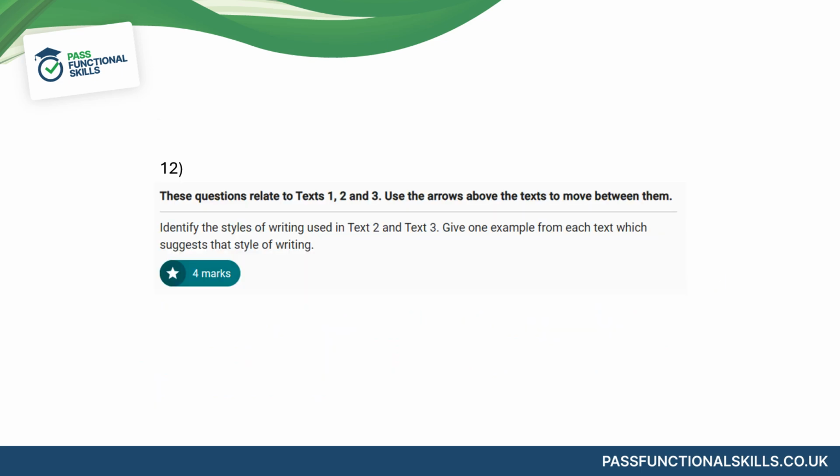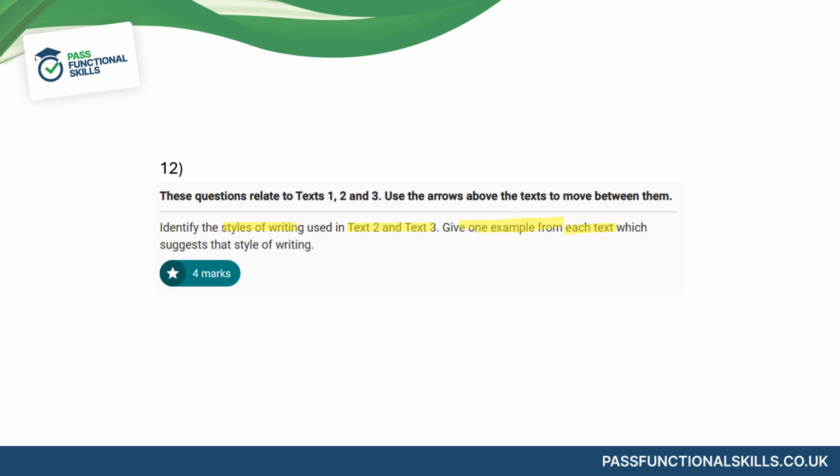Question 12. Identify the styles of writing used in text 2 and text 3 and give one example from each text which suggests that style of writing. Okay, so this is another 4-mark question, but as long as you know how to answer this question, we don't actually need to write too much. So this is a style question.